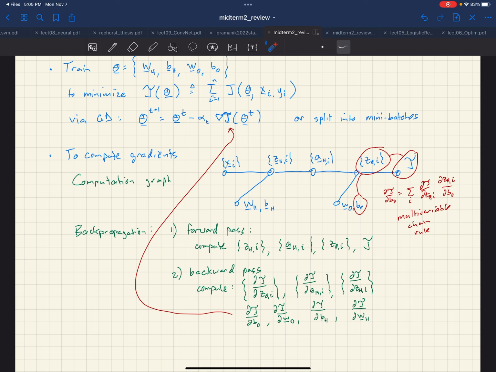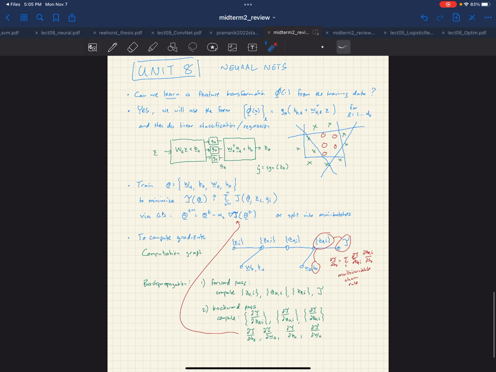So with that, we're at exactly 5:05. Those are the ideas that are fair game for the midterm. I haven't made the midterm yet, so I have no idea what will be on it.